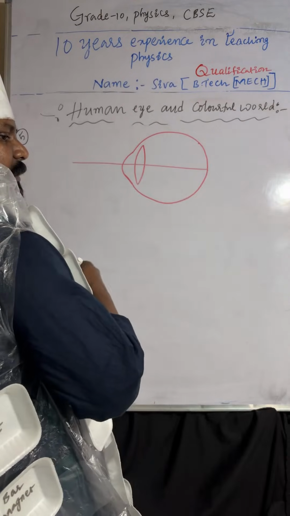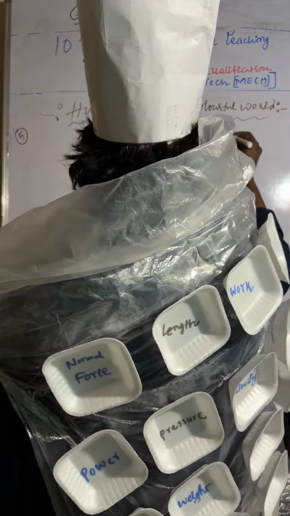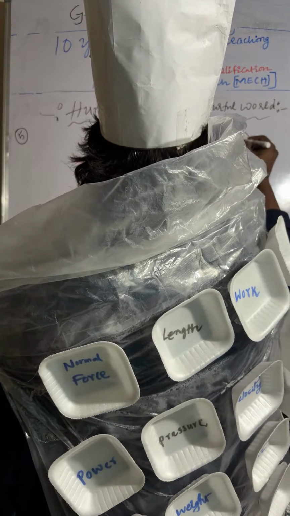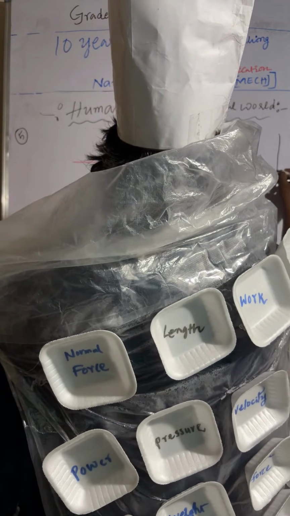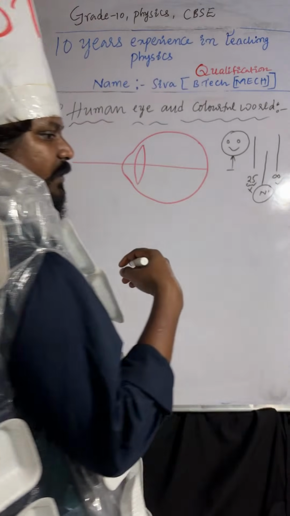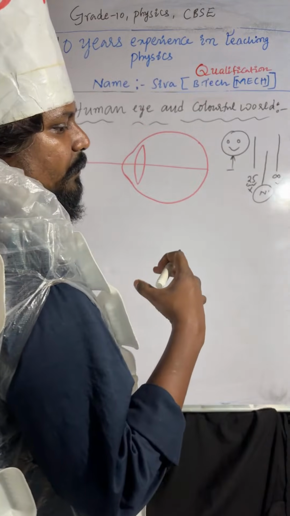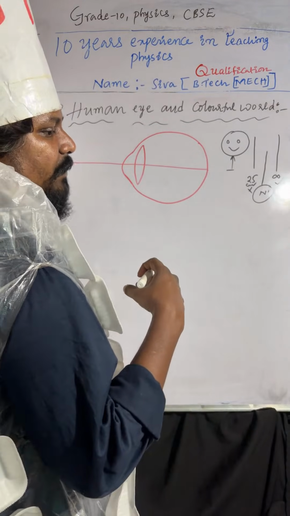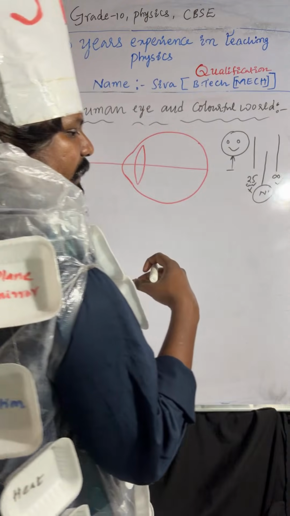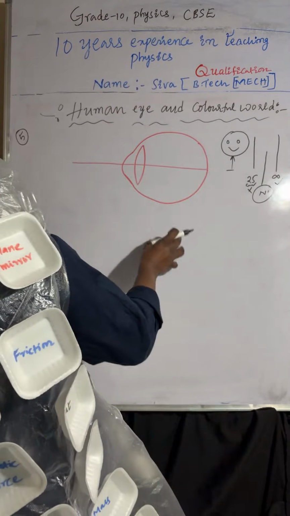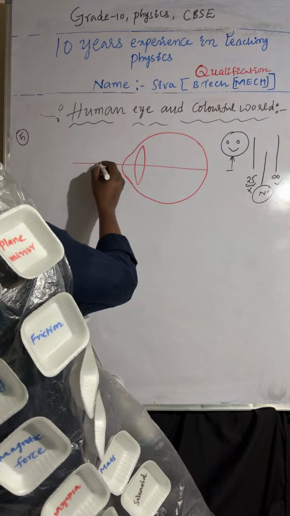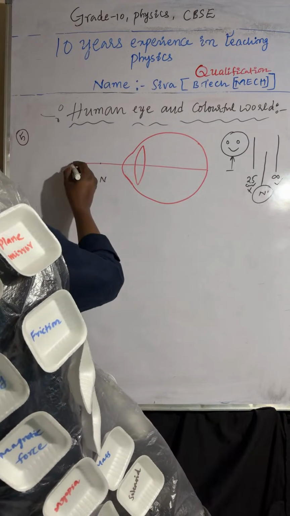Hypermetropia means the person can see the far point, but cannot see at 25 centimeter. Between 25 to infinity, you can see. There is a near point of hypermetropic eye. Near point of hypermetropic eye. Understood or not? Yes. Now we can observe this is the near point and this is the n dash.